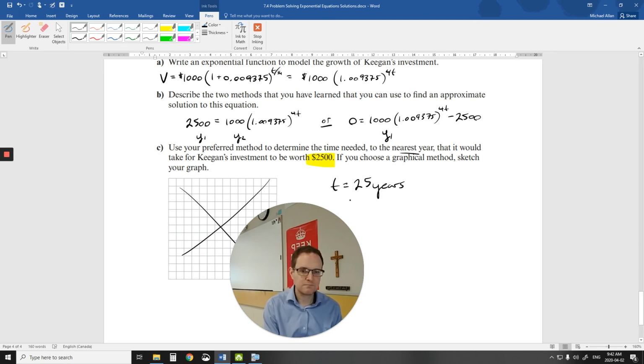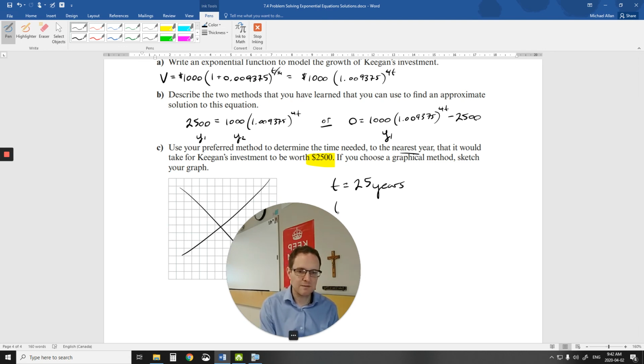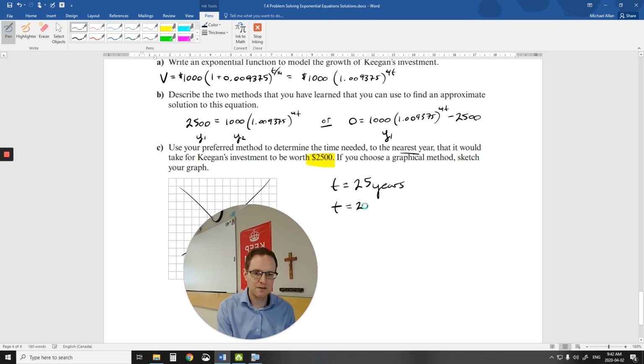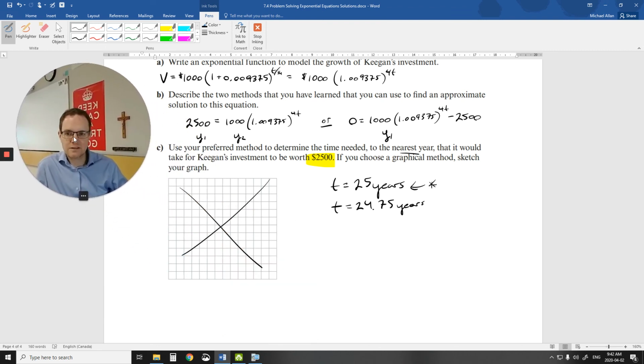There you go. To be a little bit more accurate, to the nearest compounding period, I would go 24.75 years. But because what they asked for here is the nearest year, this is the answer they're looking for. There we go. Hopefully that answers a lot of questions.